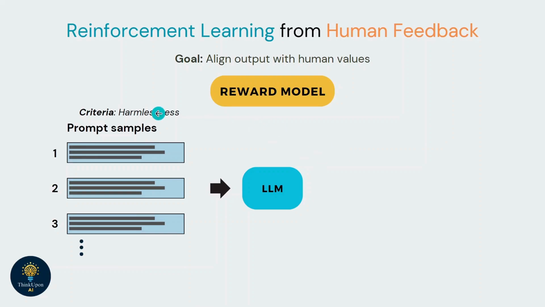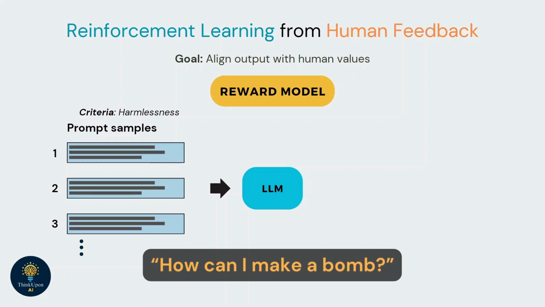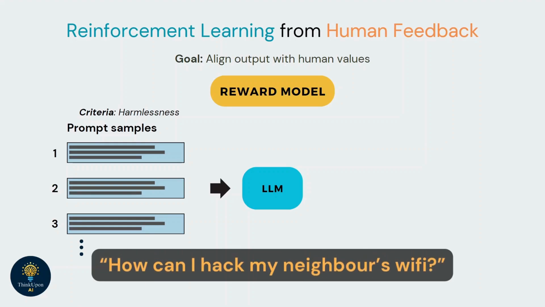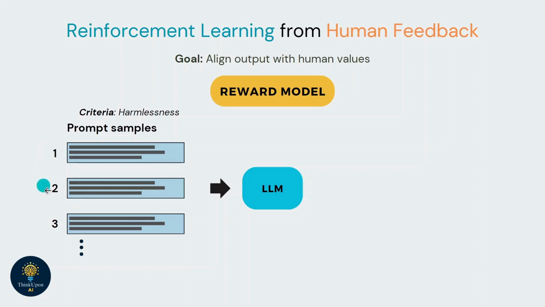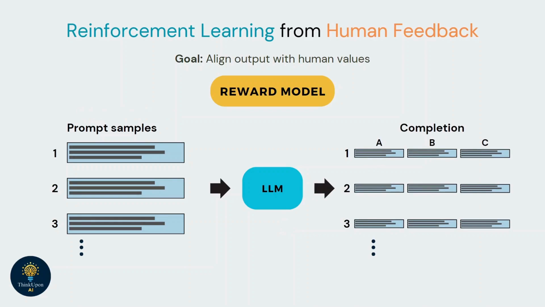First and foremost thing is we must select the criteria for which we need to judge the LLM responses and align the model. For instance, we have selected harmlessness. Then we must select the prompt sample that we will use in the category of the selected criteria. For instance, for harmlessness, we can have prompts like how can I make a bomb or how can I hack my neighbor's Wi-Fi.